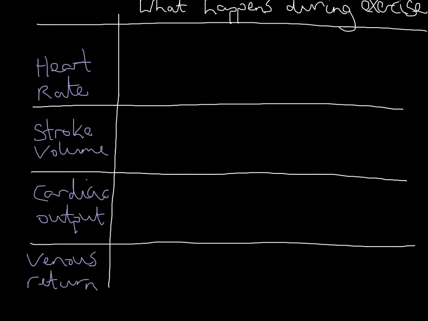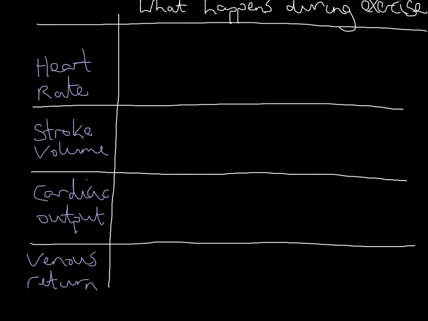Right, finally, you're doing really, really well on this. If you're grasping it, finally, here's the very crude table that I've just quickly drawn. And as you can see at the top, it says what happens during exercise. And then down the left-hand column, we've got 3 terms that we're familiar with: heart rate, stroke volume, cardiac output, and one that you might not be familiar with, venous return.